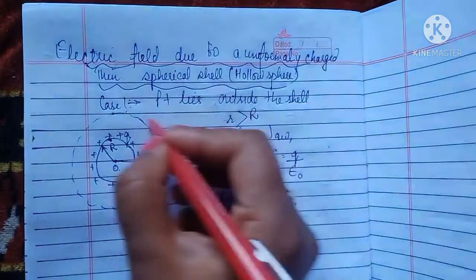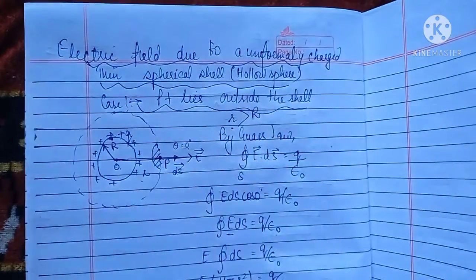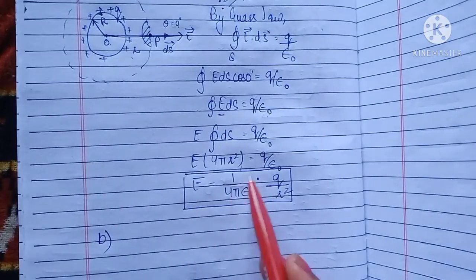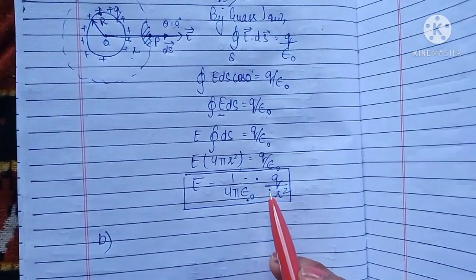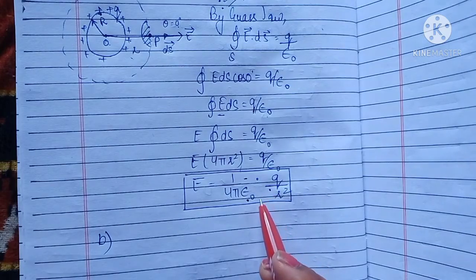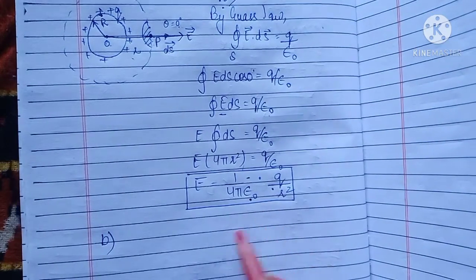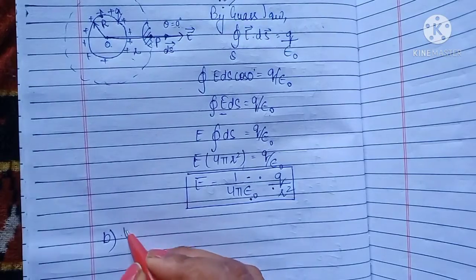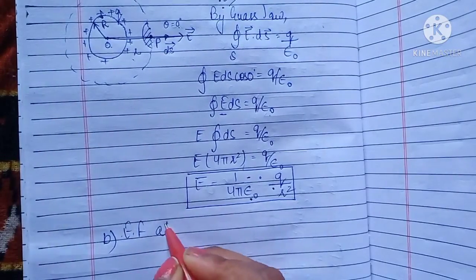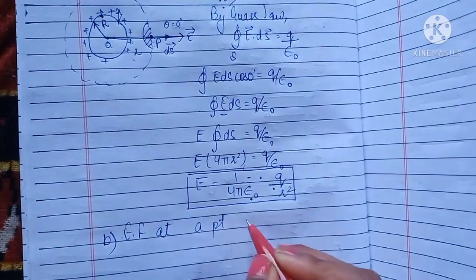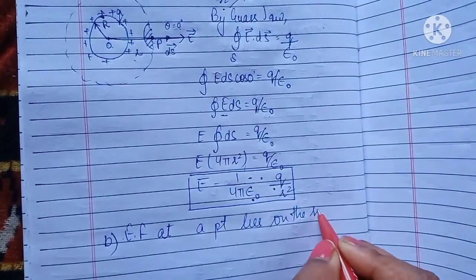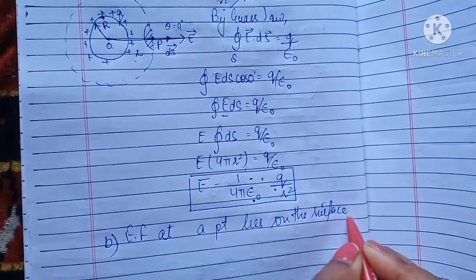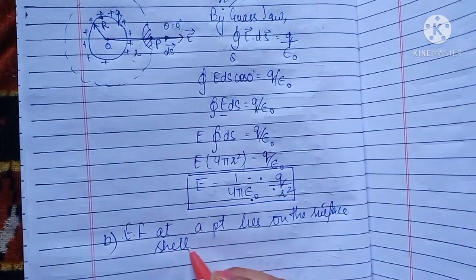Okay, this is the first case we have discussed, and we find that the electric field in this case will be equal to 1 over 4 pi epsilon naught q over r square, which is exactly the electric field intensity due to a point charge, right? Now case 2, that is the electric field at a point on the surface of a shell. If this point lies on the surface of the shell, what happens to the electric field? These are the certain cases we have to discuss here, right?